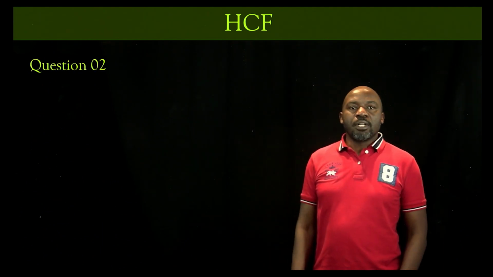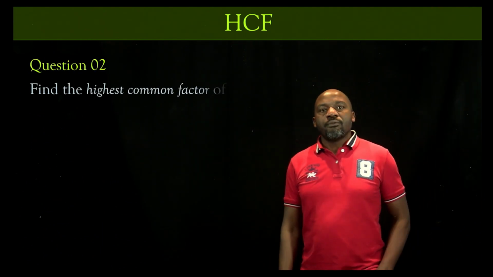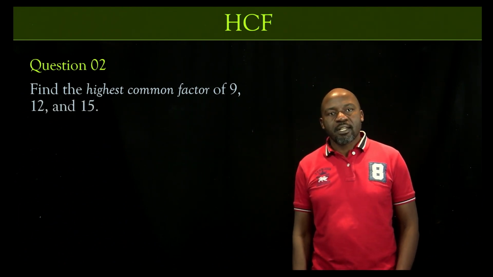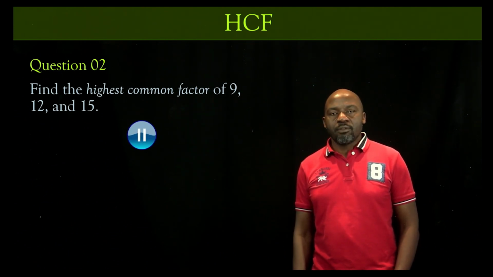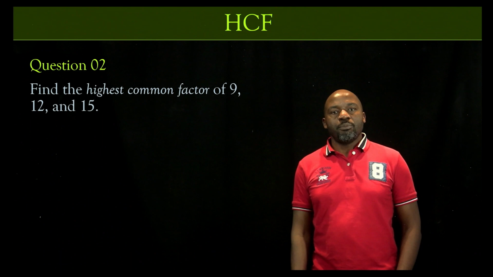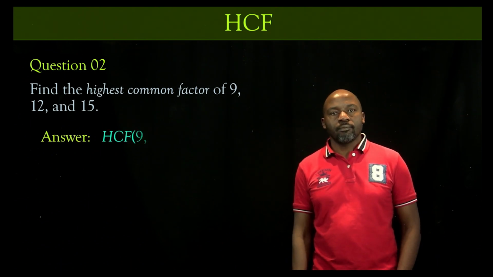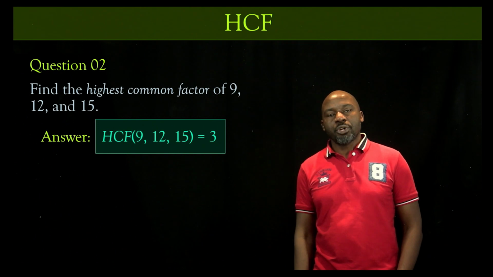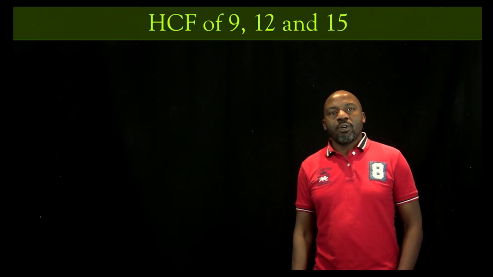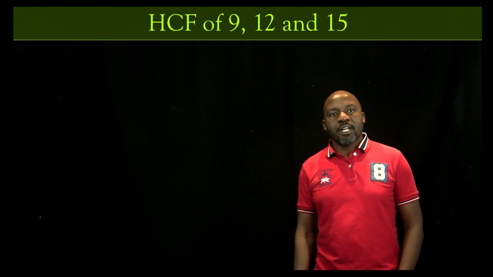Let's move on. So let's talk about HCF proper. In fact, I want you to think about this question. Find the highest common factor, or if you like, the greatest common divisor of 9, 12, and 15. Pause the video and try this out using the method we've used earlier. If you've done this correctly, then your answer should be 3. Now let's see how I got 3, because we've only done one example, so let's see how we got the highest common factor of 9, 12, and 15.